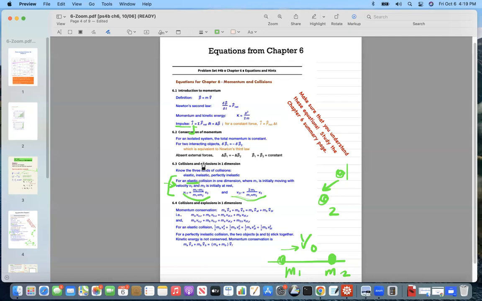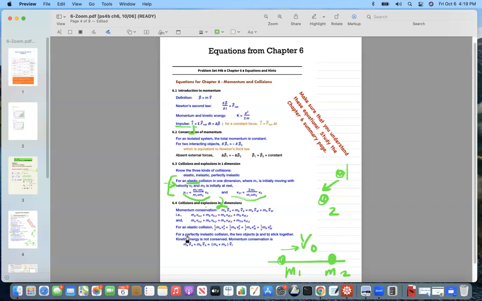Section 4, it doesn't have the same name as section 1, so there's something wrong here. I know. Section 4 is collisions and explosions in 2 dimensions. Well, then things become more complicated because you have to take into account the vectors, the directions. But again, you have momentum conservation always in a collision or in an explosion. In elastic collisions, you also have kinetic energy is the same before and after the collision.